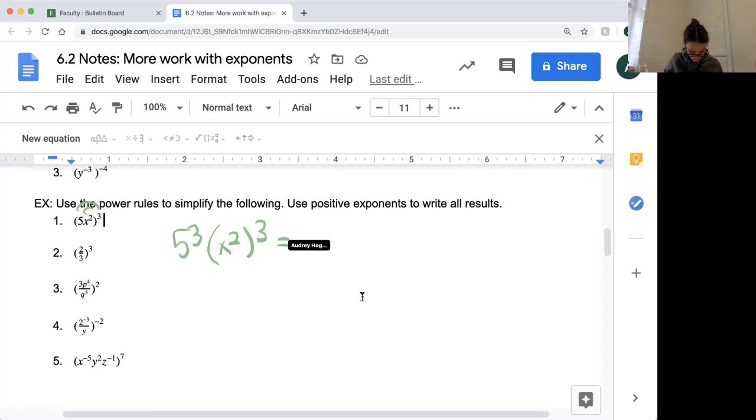which is equal to, 5 cubed is 125. X squared cubed, we know we're going to multiply. So we're going to have x to the 2 times 3. So this is going to equal 125 x to the 6th.